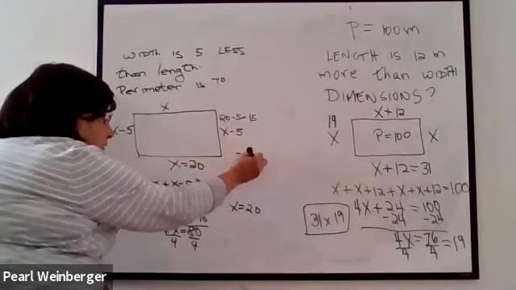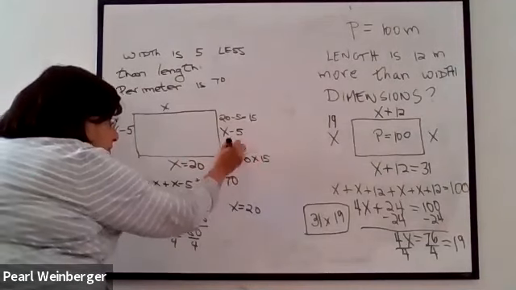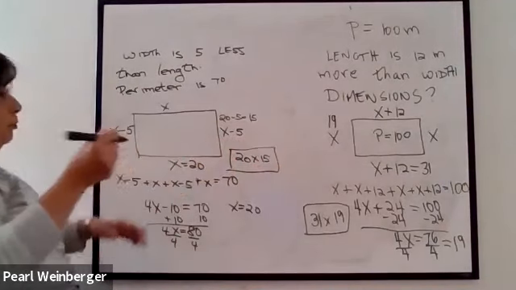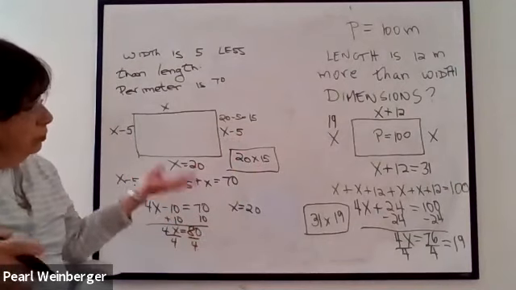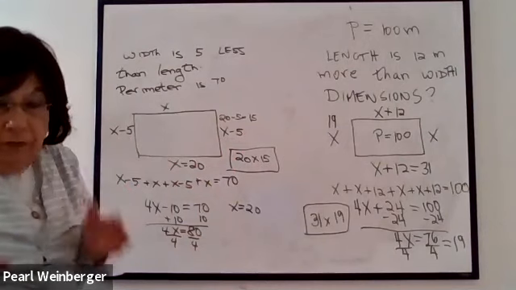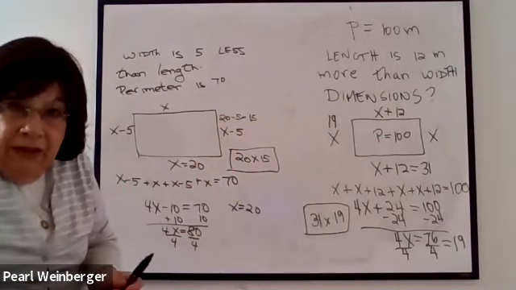20 by 15 is the dimensions of this. And again, you could write the dimensions separately as the length is 20 and the width is 15, or you could just say 20 by 15. Does that help you?